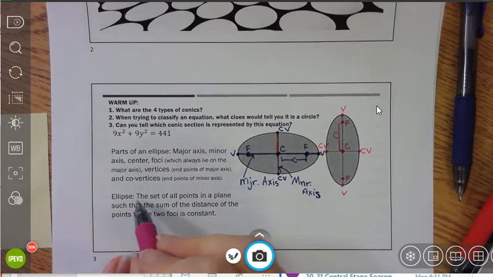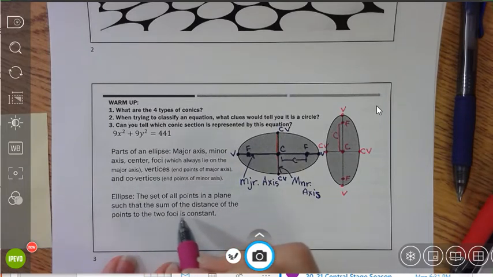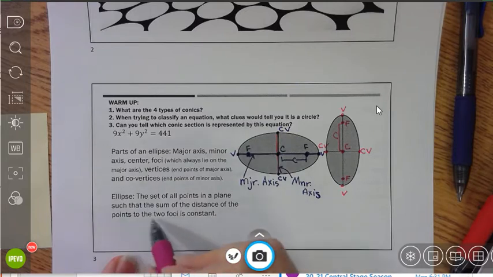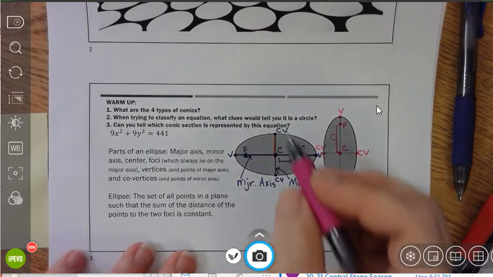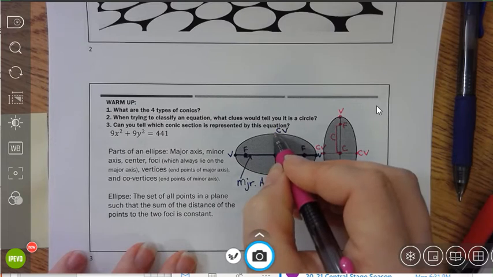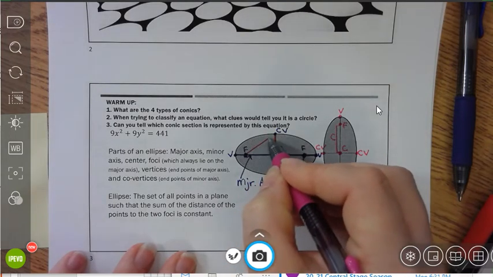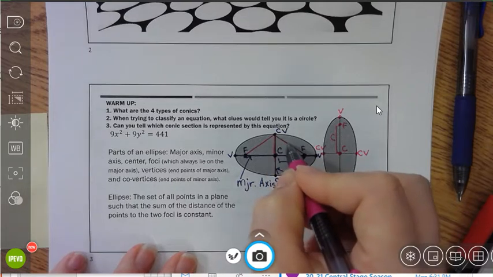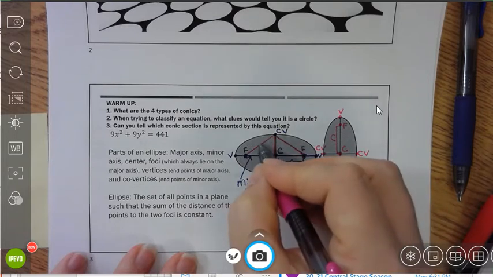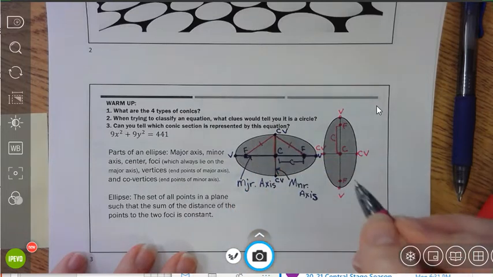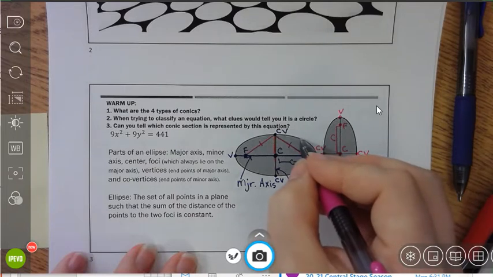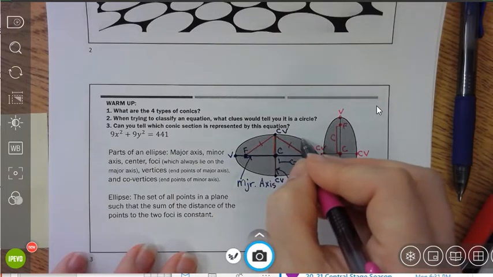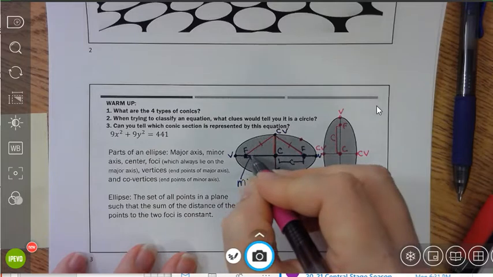An ellipse is the set of all points in a plane such that the sum of the distances of the points to the two foci is constant. So if I choose this point, and take that length and this length, because these two are congruent, they would be the exact same thing added together as if I chose a point here.